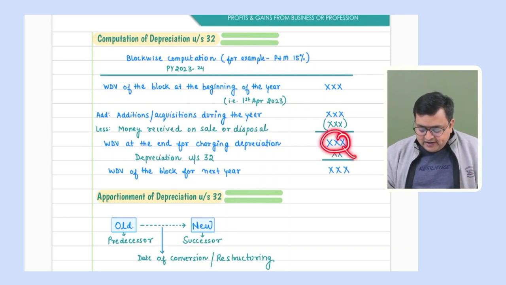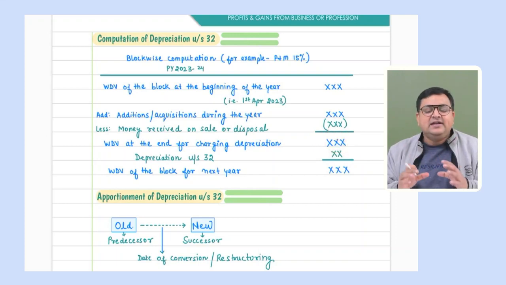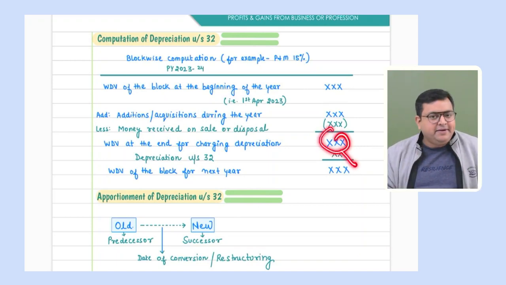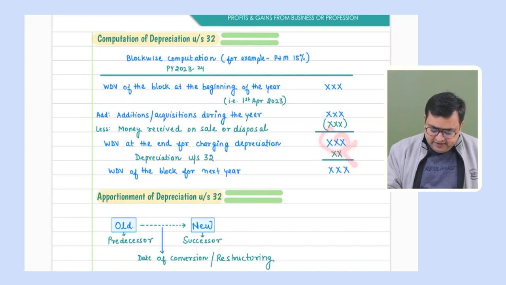Whether this value contains any asset which is purchased during the year, and if it is purchased, please keep it separately, and the remaining portion separately. Right. Let me give you an example.